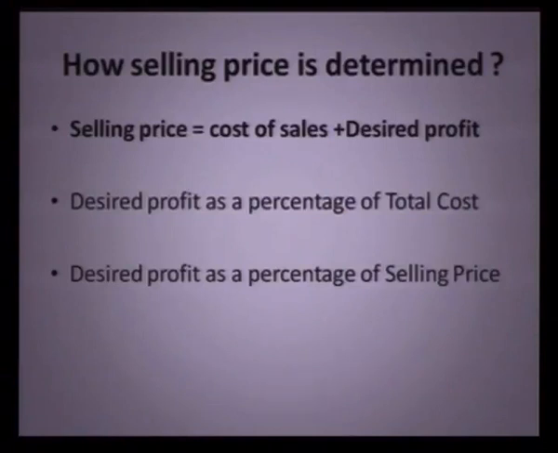Now sir is exactly going to show you with the help of a slide how these things are to be taken into consideration. Selling price is equal to cost of sales plus desired profit. Already discussed that there are two methods. Desired profit as a percentage of total cost is simple, and desired profit as a percentage of selling price is not known. So sir has already explained that say it is 10%, then we will take 10 upon 90.